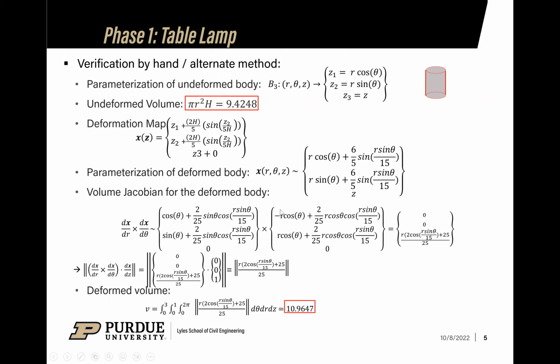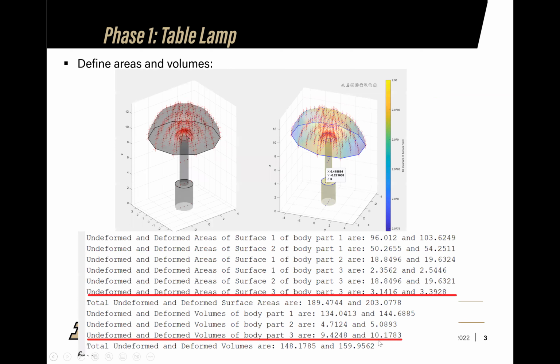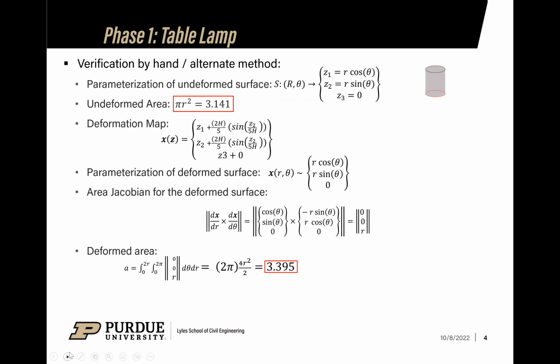And then for the volume Jacobian, we take the cross product of the derivative with respect to r and theta for the first two, and then take its dot product. So basically it's a triple product to obtain the volume Jacobian. This is the volume Jacobian that I've obtained, which came out to be pretty complex. And this is the deformed volume I obtained after integrating the volume Jacobian with respect to the limits for small r, theta, and z. So this is the value that I came up with, 10.9647, which is a bit skewed off compared to the MATLAB output, but I guess it's within the acceptable limits.